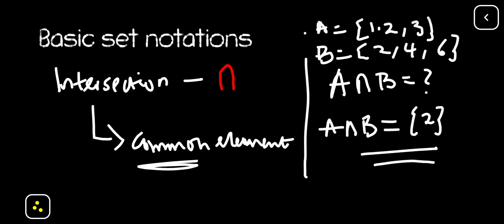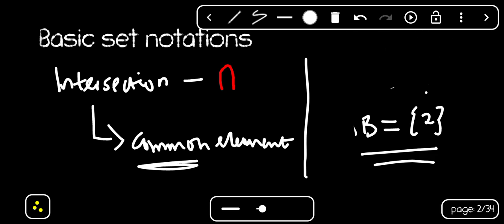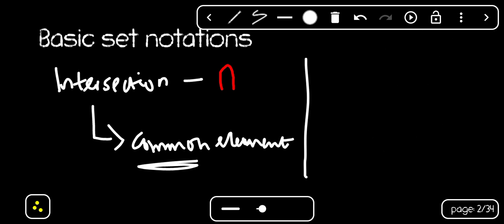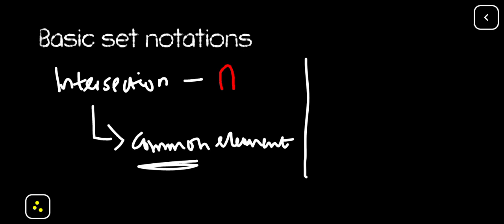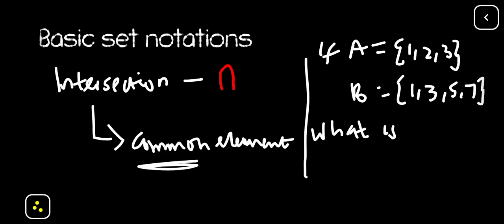Okay? Now let's work on another example on this. So if you ask what's the difference between union and intersection, union means combination, just like union, marriage. Then intersection is looking for the common element. Now, if they ask you a question, let's say if A is equal to 1, 2, 3, all right, and B is equal to 1, 3, 5, and 7, what is A intersection B?